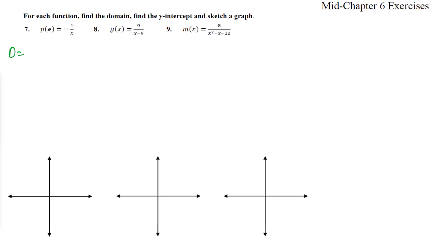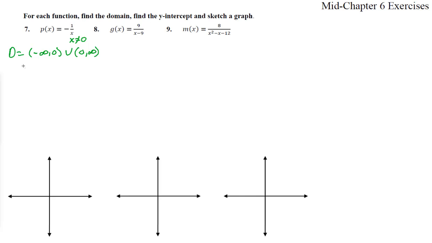Number 7, here we have a fraction, and with fractions the bottom cannot equal 0. Well, that's easy. X cannot equal 0. So the domain, I'm going to write this up here, x cannot equal 0. The way we would write that in interval notation is from negative infinity up to 0, union 0 up to infinity, and that's a way of taking 0 out of the whole real number line.